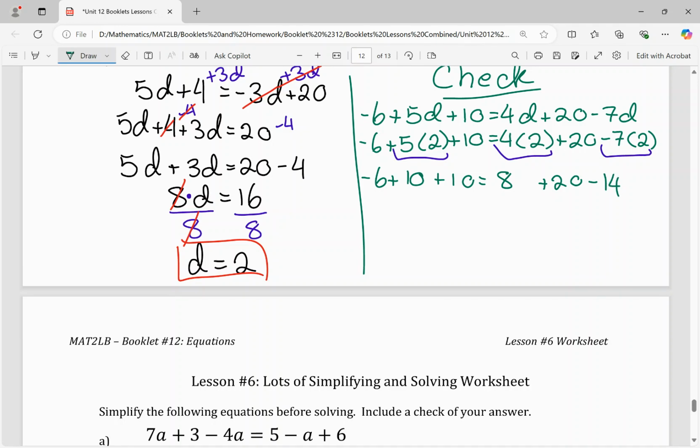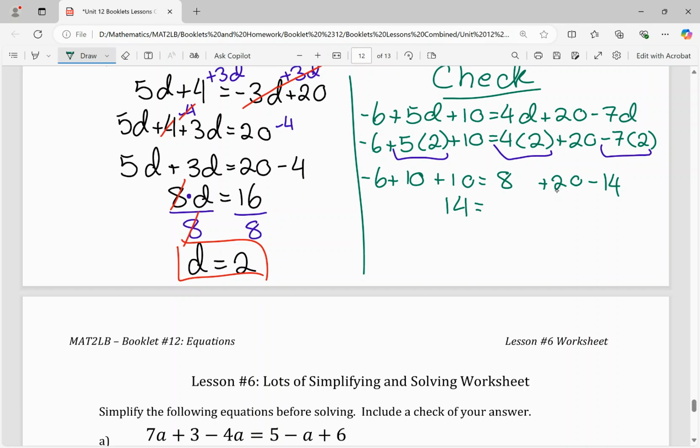Great. Now we can add the left and the right-hand side. Let's start with negative 6 plus 10 plus 10. Negative 6 plus 10 is positive 4, and positive 4 plus 10 is 14. And so our left-hand side is 14. On the right-hand side, we have 8 plus 20, which is 30.